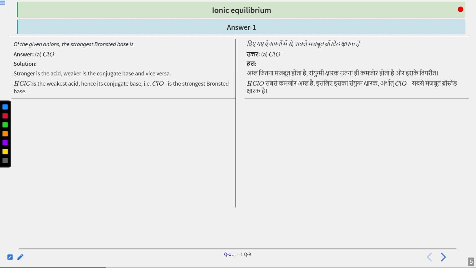Now in all of these, if you just put H plus, then you will get the conjugate acid. For ClO minus, you will get HClO. Since in HClO the chlorine is in the least oxidation state, it will be the weakest acid. And hence its conjugate base, that is ClO minus, will be the strongest Bronsted base. Okay.